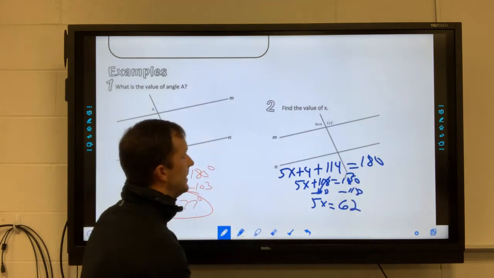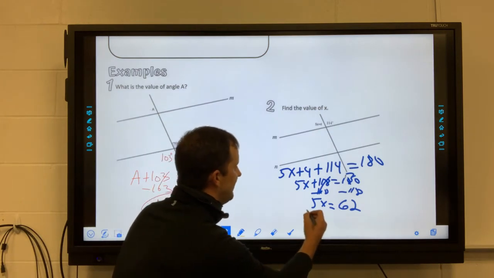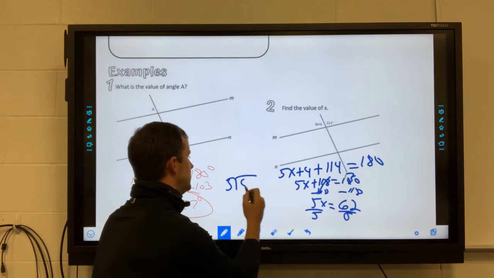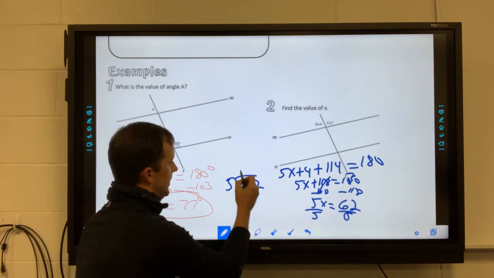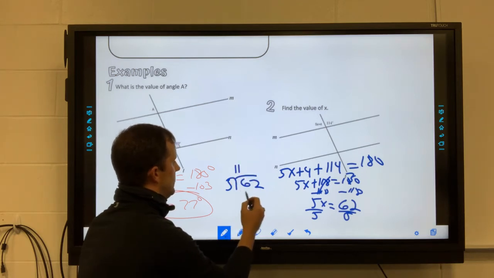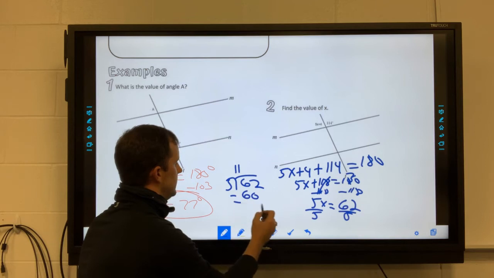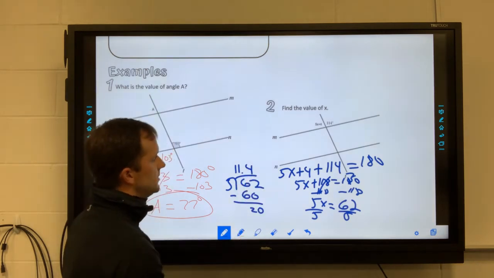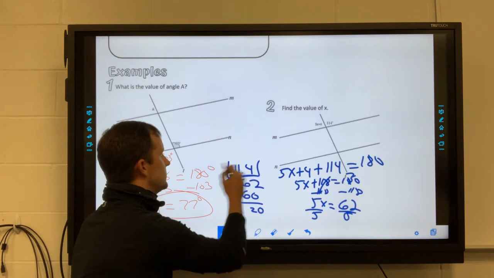Okay, and then I'm going to end up dividing by 5 on both sides. So 5 will go into 62 eleven times. That would give me 55. Bring down the 2, bring down the 0. So that would give me 11.4. So that means x is going to be equal to 11.4.